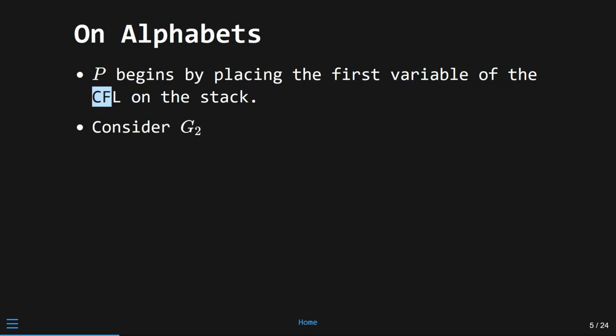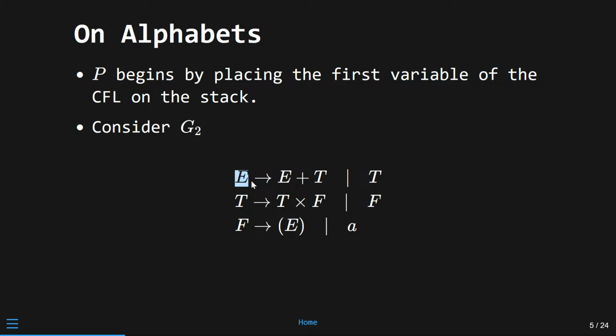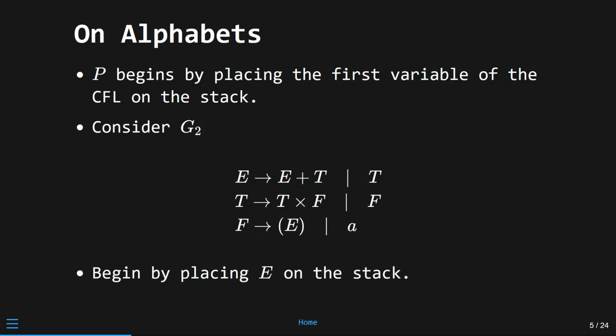Let's think about this in terms of a specific grammar. This is the arithmetic grammar, plus and times, parens, things of this nature. So if we're starting with this one, our starting variable is the topmost and leftmost variable, not terminal. So we take E and we put E on our stack. Okay. So my pushdown automata has nothing except E on the stack. Okay.